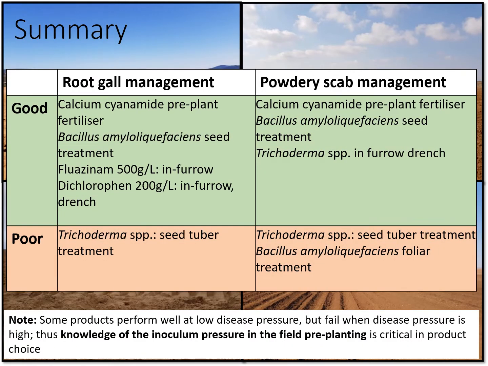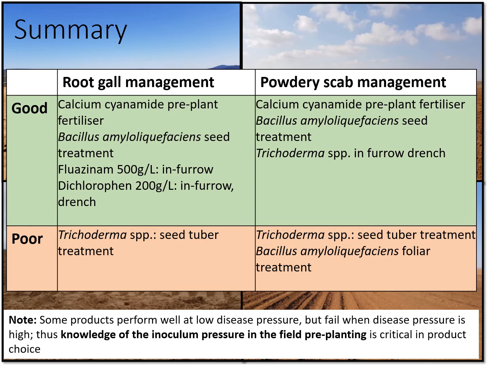However, I would like to show you a summary of products that worked generally well for all of the field trials. So first of all, in terms of root gall management, the products that we found that had good suppression of root galls were calcium cyanamide as a pre-plant application in the soil for both powdery scab and root galling, Bacillus amyloliquefaciens as a seed treatment, both for root galling and powdery scab, fluazinam in furrow and dichlofluanid in furrow, which suppressed root galling, and then Trichoderma species also in furrow showed a good suppression of powdery scab.